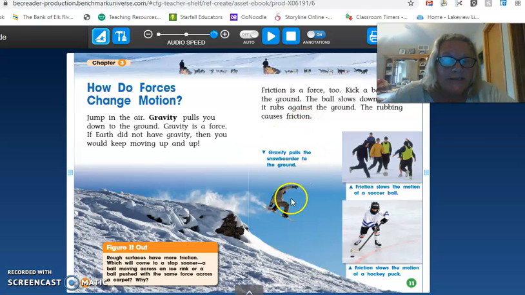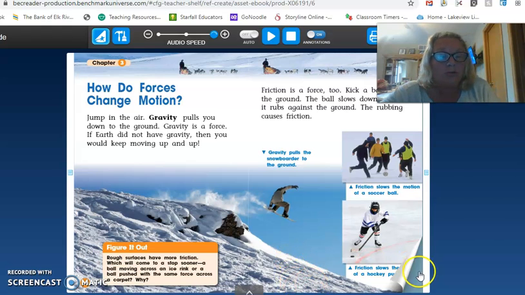In this caption, it says, gravity pulls a snowboarder to the ground. In this photograph, the caption says, friction slows the motion of a soccer ball because it's rubbing on the ground. And here there's a hockey player. It says, friction slows the motion of a hockey puck because it's rubbing on the ground.